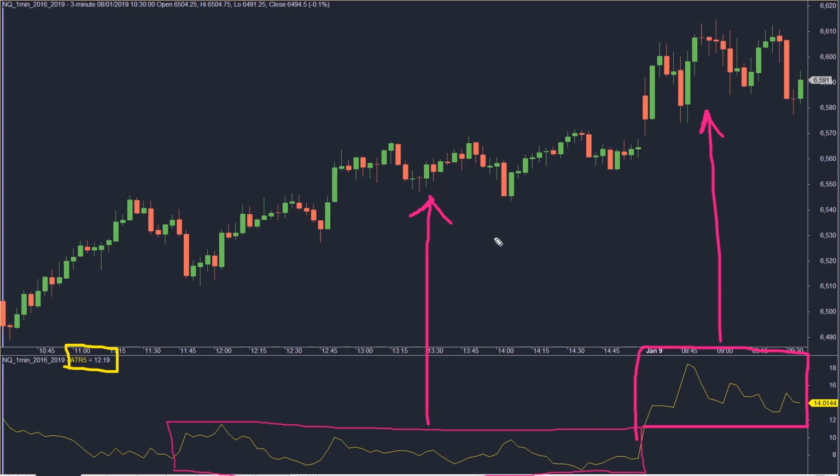Now, I don't really believe the exact calculation of ATR is that important to discuss here. Instead, what matters much more in trading is knowing how to use it in a practical way, and that's what we're going to cover now.